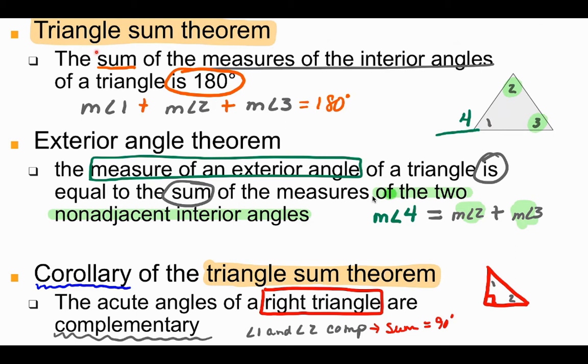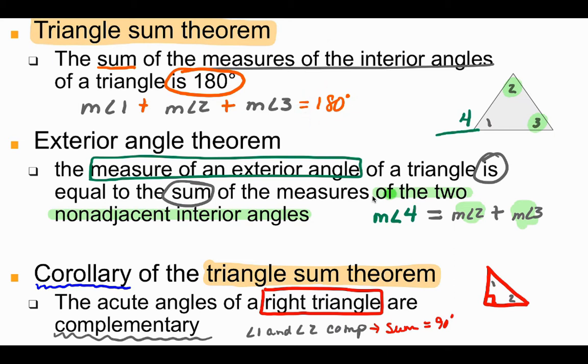With the triangle sum theorem, we are going to do a sum. So that's an addition problem. We're going to use the measures of the interior angles. There are 3 interior angles, and we're going to add those 3 together. And the answer is always going to be 180. So the sum of the 3 interior angles is 180.